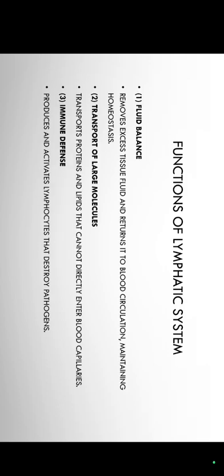Next one is functions of the lymphatic system. It maintains fluid balance. It removes excess tissue fluid and returns it to blood circulation. By returning it to blood circulation, it maintains homeostasis. Next, transport of large molecules: it transports proteins and lipids that cannot directly enter blood capillaries. Next one is immune defense. It produces and activates lymphocytes that destroy pathogens.